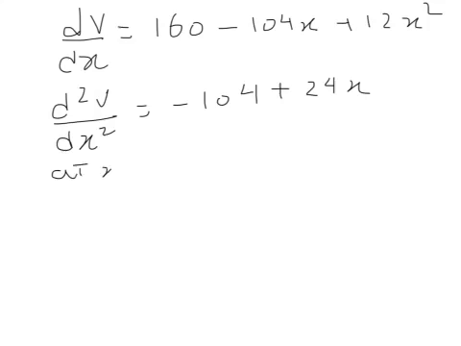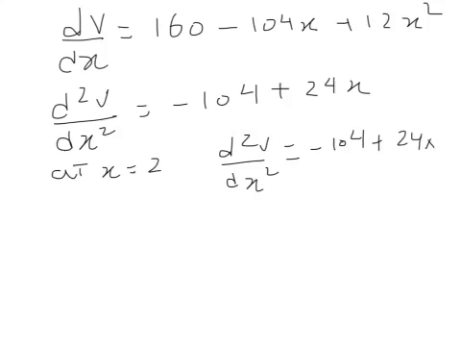So at x equal to 2, the second derivative is equal to minus 104 plus 24 times 2, that is less than 0 if you find it on the calculator. And knowing that the second derivative is less than 0, that means the curve is concave down. Therefore, at x equal to 2, we have a maximum.